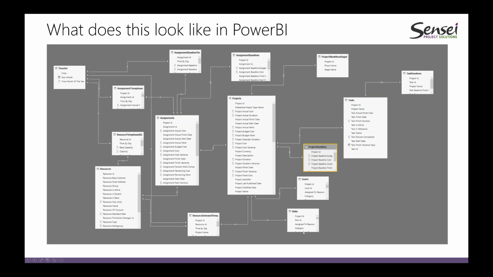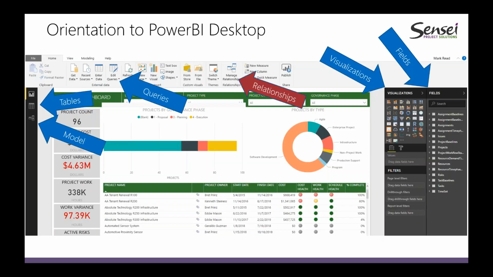So one of the great things about the Project Server and Project Online data model is that it connects SharePoint data, issues, risks, deliverables, documents via a project ID, so that you can actually report off of those SharePoint objects from within the Project Server or Project Online data model. So you have the ability to look at this model.